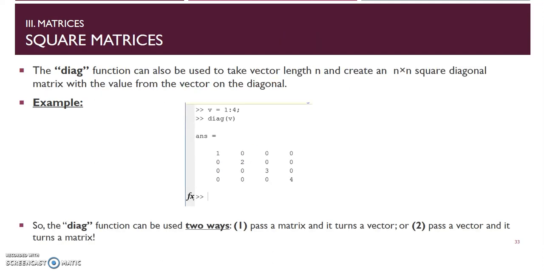There is another usage for this function, which is creating a diagonal matrix out of a vector. If you give the diag function a vector instead of a matrix, then the diag function creates a diagonal matrix by putting the elements of the vector on the main diagonal.